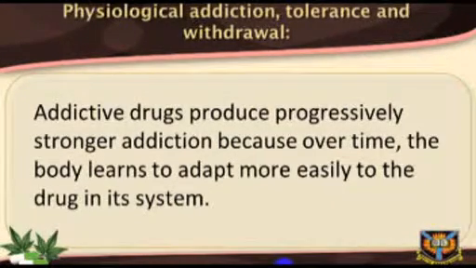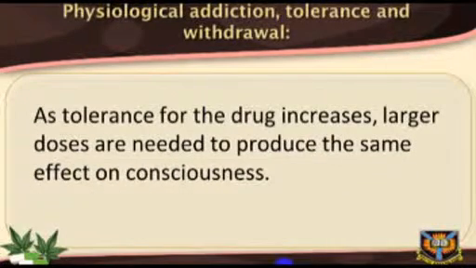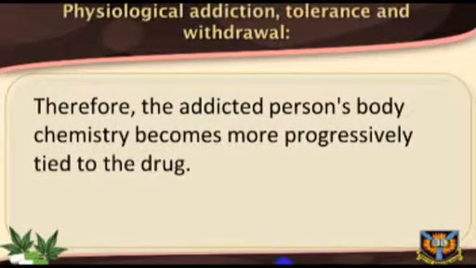Addictive drugs produce progressively stronger addiction because over time, the body learns to adapt more easily to the drug in its system. As tolerance for the drug increases, larger doses are needed to produce the same effect on consciousness. Therefore, the addicted person's body chemistry becomes progressively more tied to the drug.